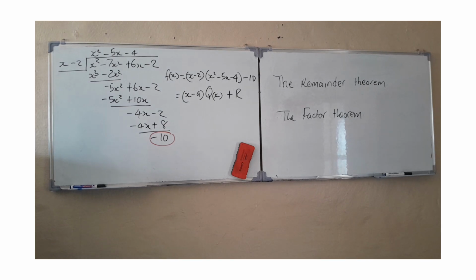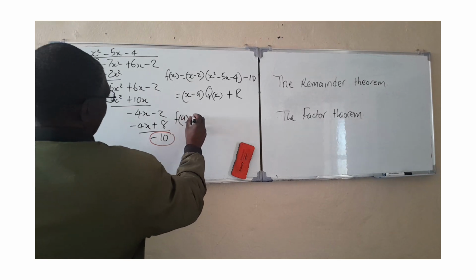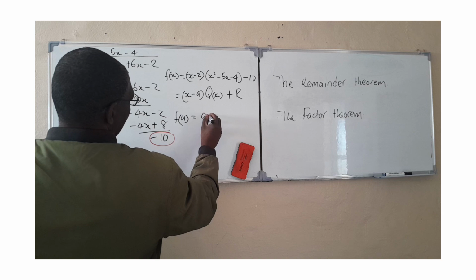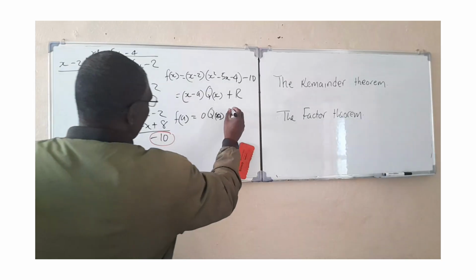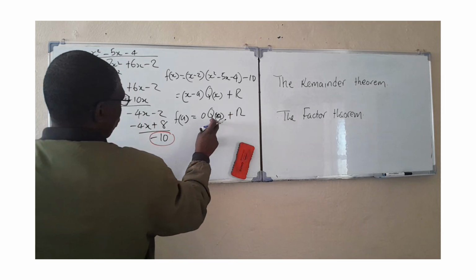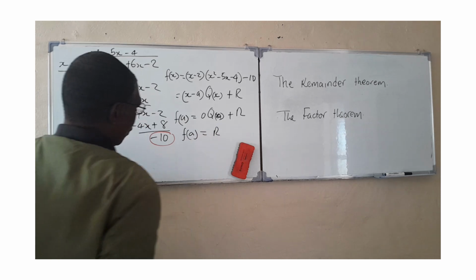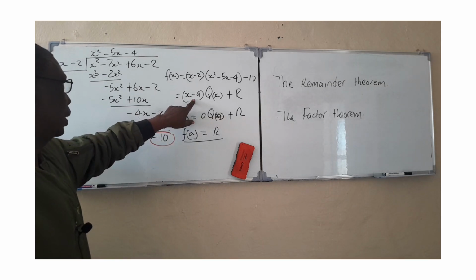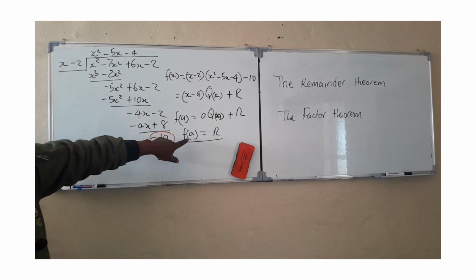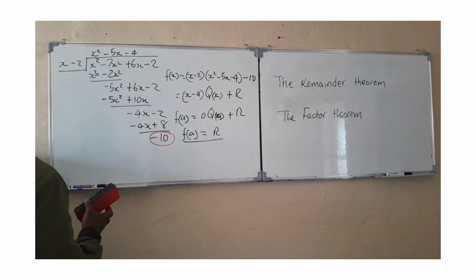What if we put x is equal to a? Then we have f of a is equal to a minus a, which is 0, multiplying q of x, q of a, of course, plus r. This, of course, is 0. So f of a is equal to r. What does this mean? This means that when f of x is divided by x minus a, the remainder is given by f of a. So this is our remainder theorem.